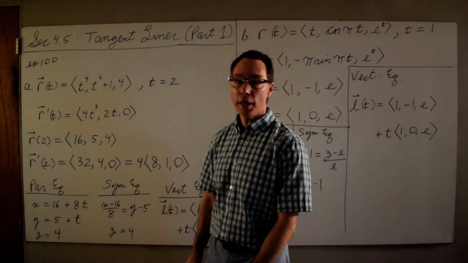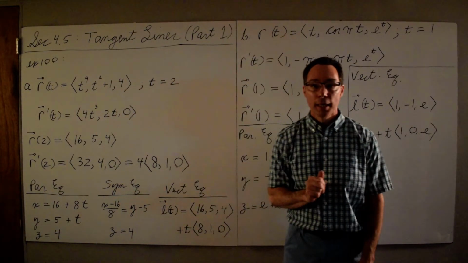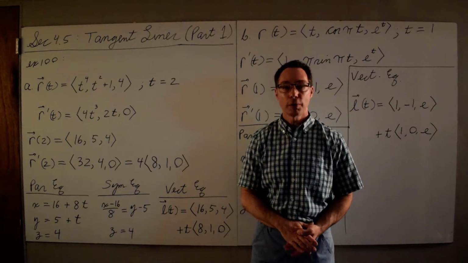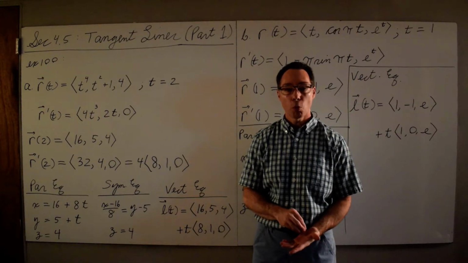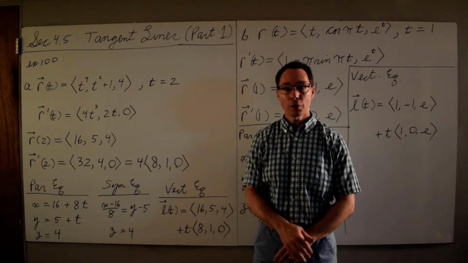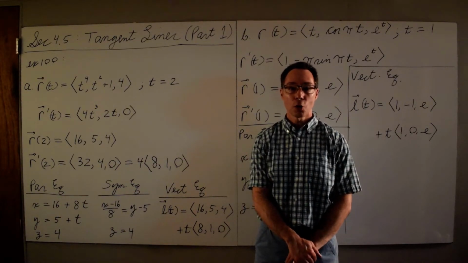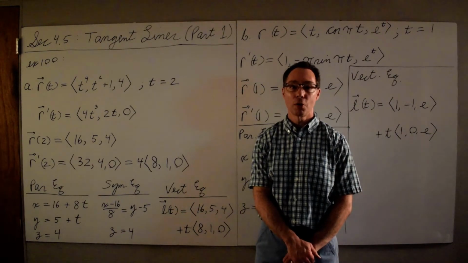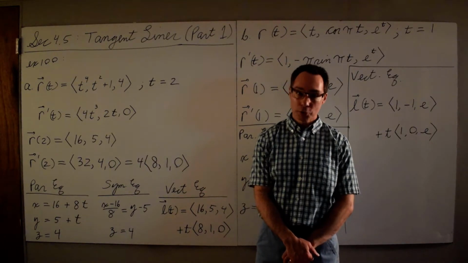This is the first video on section 4.5, tangent lines. Remember when we were talking about lines in 3 space, we compared that to lines on the plane. For a line on a plane, you need a point and you need the slope. We talked about how the slope could be represented as a vector, or the slope was just the number representation of a vector which gave the direction. A line in 3 space needs a point and it needs direction.